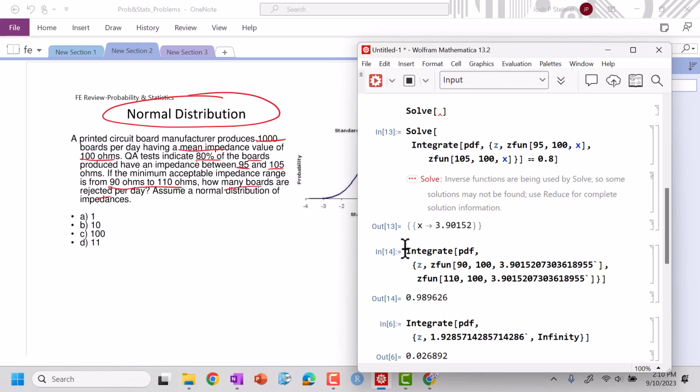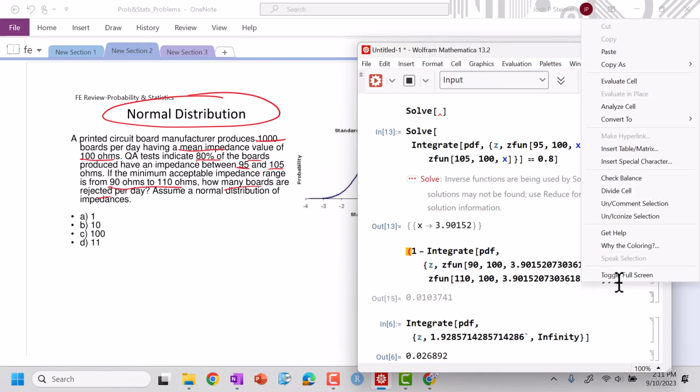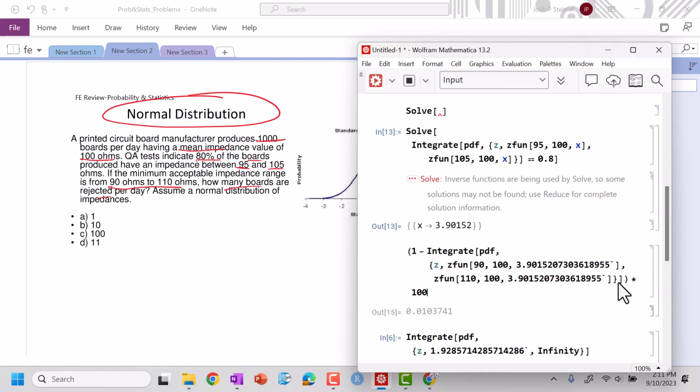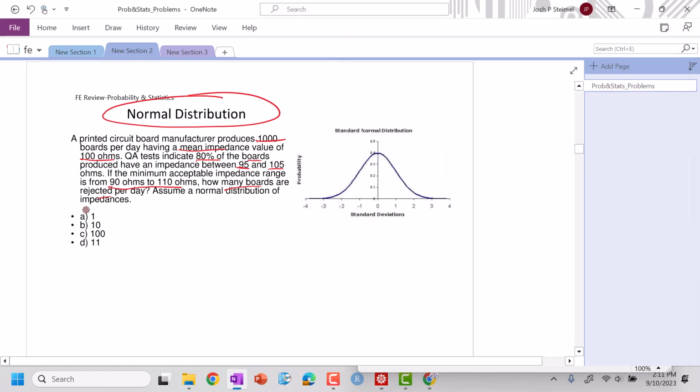But we're looking at what exceeds this. So 98.9% of our data exceeds that. I'm going to do 1 minus. But then that's the percent, and I'm asking for how many boards are rejected. So now I'm going to multiply that by 1,000. So around 10 will be rejected there.